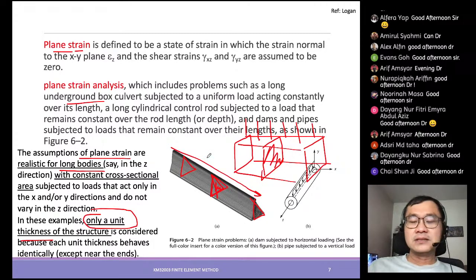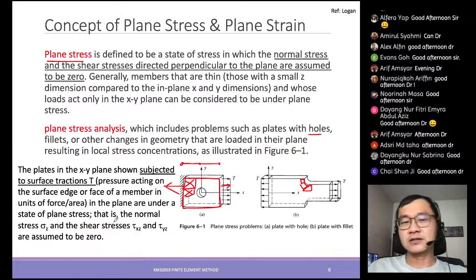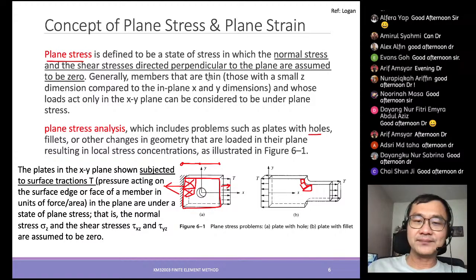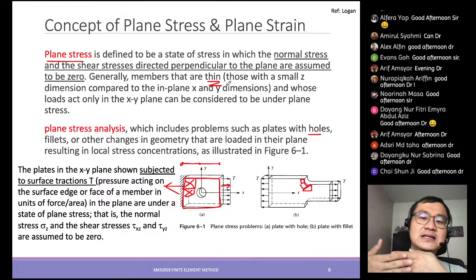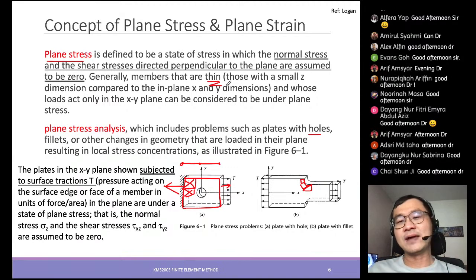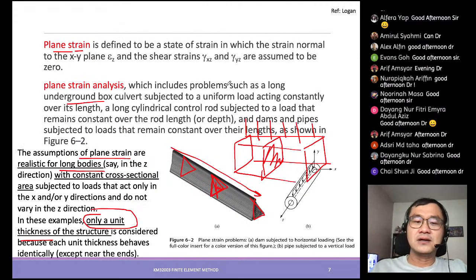Then in this case, you just use a unit of thickness, maybe 1 meter or 1 mm, to represent that particular thickness, okay. Whereas for the previous case, plane stress analysis, we will assume that the thickness may be very thin, so that whatever changes in the thickness itself is negligible actually, right. So these are the two cases that you may have to consider when we are considering two-dimensional elements, right.